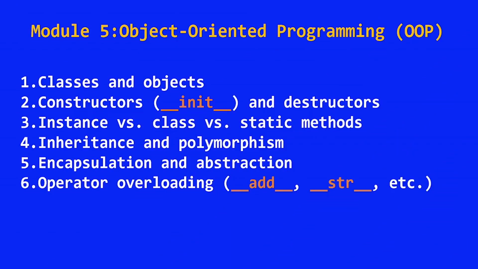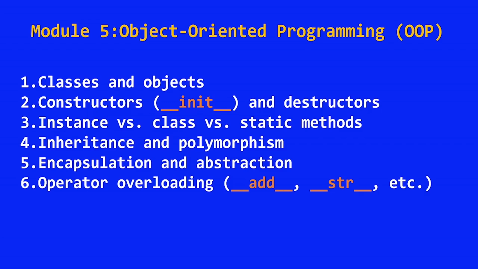Hello guys, welcome again to module 5, which entails object-oriented programming. In this module we are going to cover 6 sections. Section 1 will include classes and objects, section 2 constructors, that is __init__ and destructors. Part 3 we are going to look at instance versus class versus static methods, and part 4 we are going to look at inheritance and polymorphism.